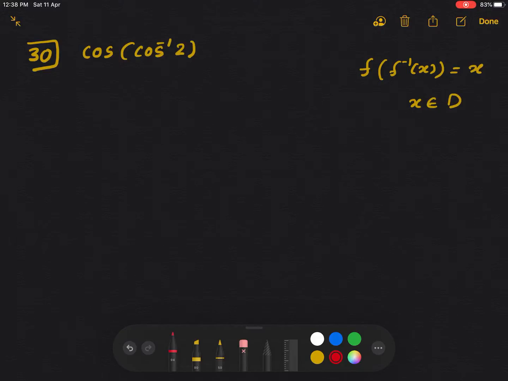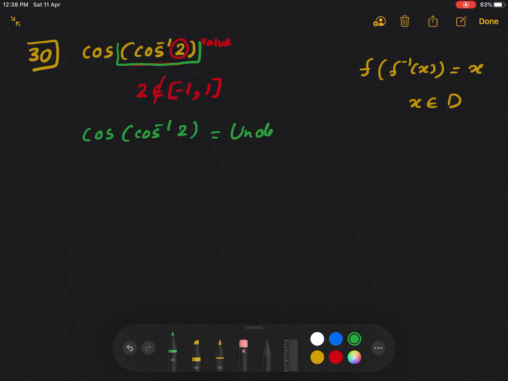Here, just think cosine inverse 2. Is it defined? 2 is the value of a cosine function. Is it possible? Does 2 belong to the domain -1 to 1? The domain is -1 to 1, so 2 should be in between -1 to 1. But 2 doesn't belong to this. So this whole inverse function is undefined. So the answer: cosine inverse 2 is undefined, not defined.